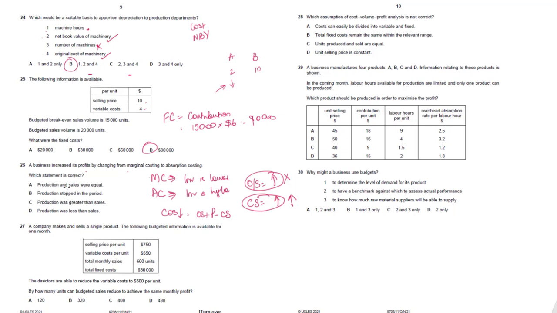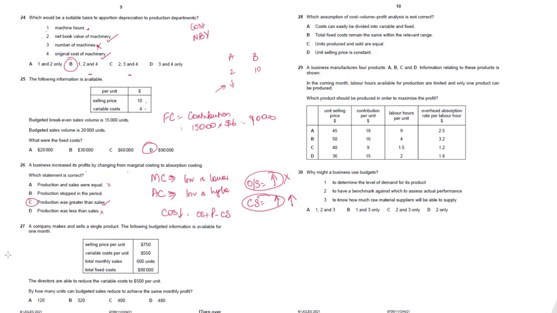Production and sales were equal. No, this is not true. Production stopped in the period. Again, not true, because in that case, the closing inventory will be lower. Production was greater than sales. Yes, that makes sense. Closing stock in this case will be greater than the opening stock. Production was less than sales. Again, not the right option. So 26C.